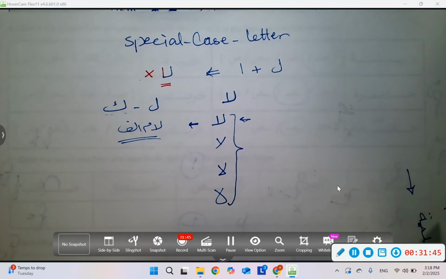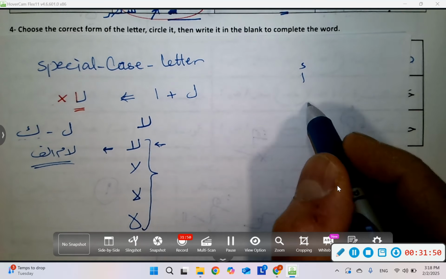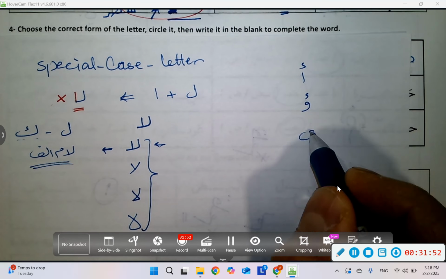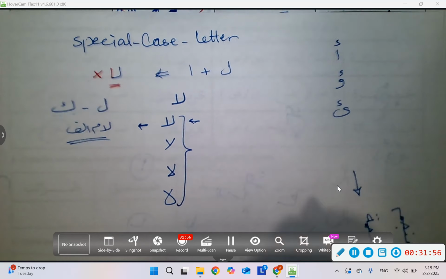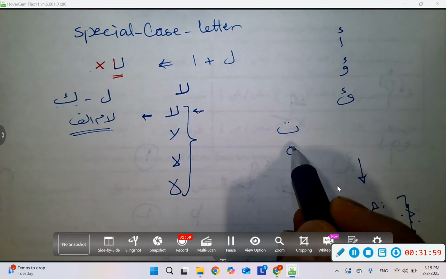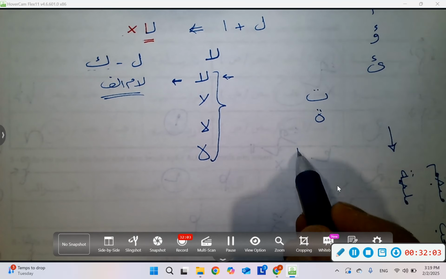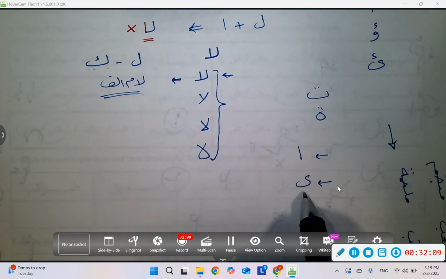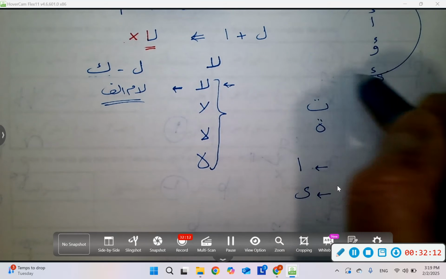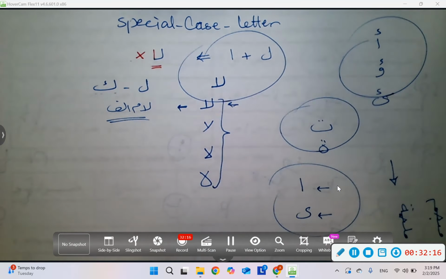Like for example, the hamza, which sometimes comes over alif, sometimes comes over waw, sometimes comes over ya. We have the ta marbuta that sometimes comes closed. And we have the alif that sometimes comes as a long alif, sometimes comes as a shortened alif. It looks like this, like a ya, but without dots. These four cases are special case letters.